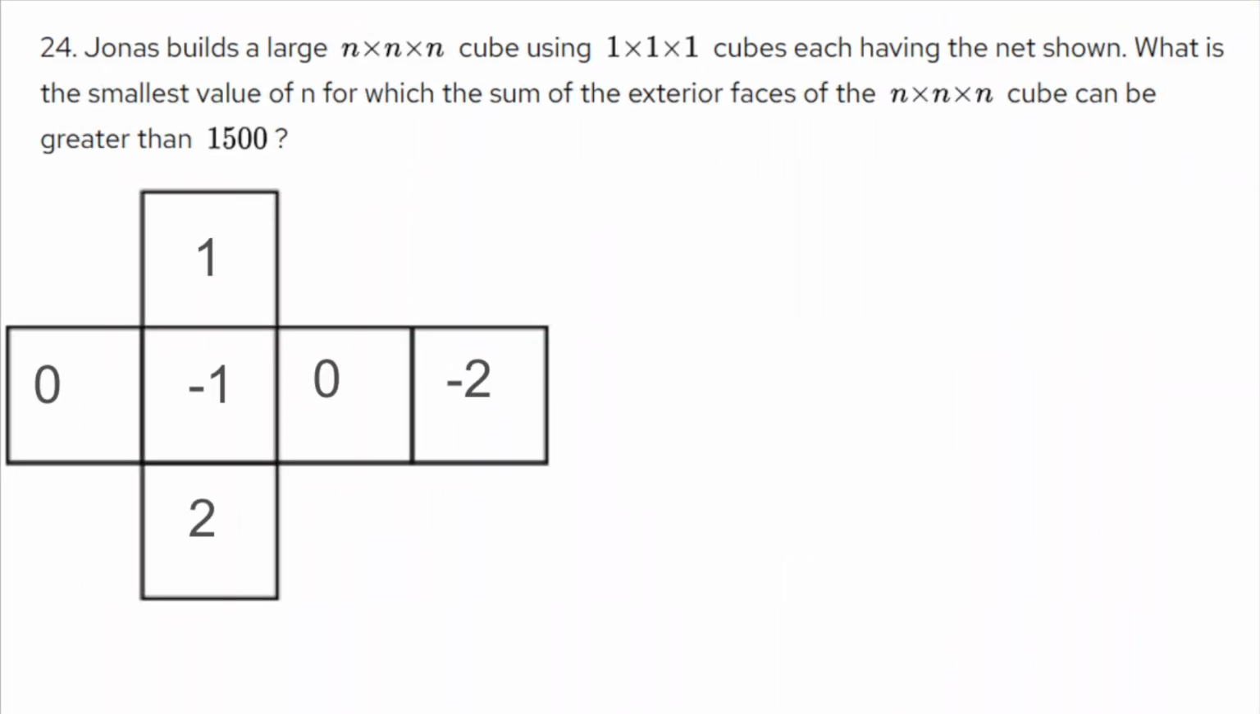Here's the problem. Jonas builds a large n by n by n cube using 1 by 1 by 1 cubes, each having the net shown. What is the smallest value of n for which the sum of the exterior faces of the n by n by n cube can be greater than 1,500?